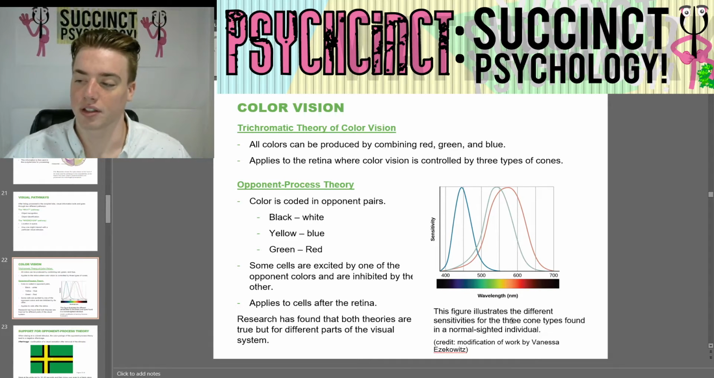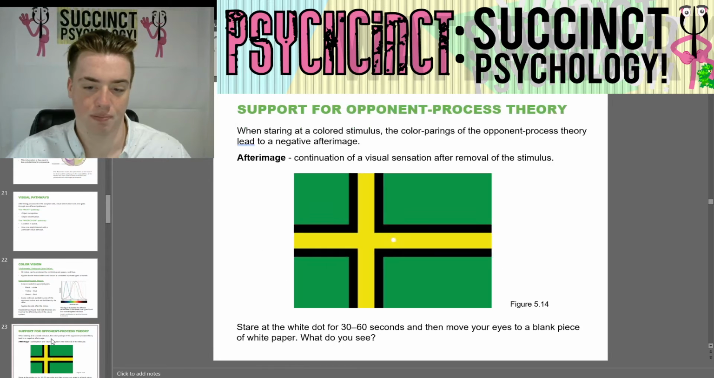This figure illustrates the different sensitivities for the three cone types found in a normal-sighted individual. So, there you go, that's color vision.